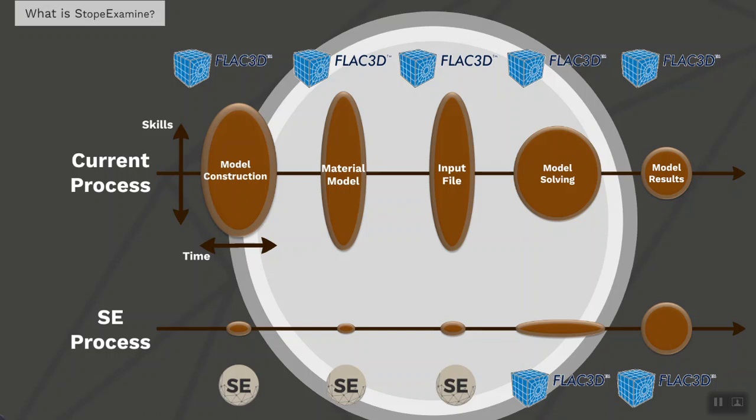In the StopeExamine process, note that the first three stages, model construction, material model, and input file creation, are completely reduced to virtually no skill and no time at all. These are the savings that StopeExamine offers, and then it outputs a perfect model to be used in FLAC 3D. So notice that the skill has completely been taken out of the model solving because there is no debugging required. You're guaranteed out of StopeExamine to have a perfectly coherent model for FLAC 3D use.